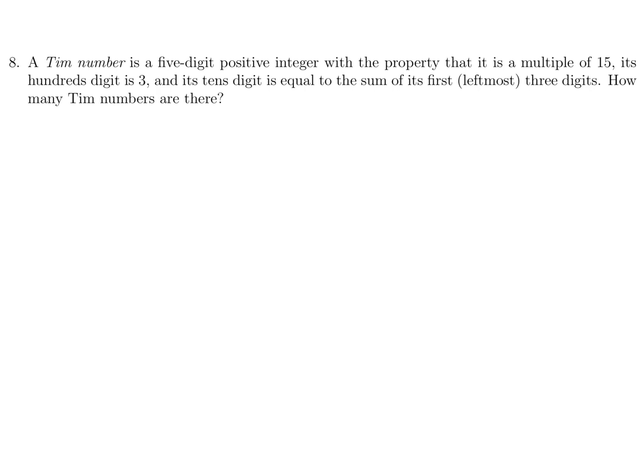A Tim number is a 5-digit positive integer with the property that it is a multiple of 15, its hundreds digit is 3, and its tens digit is equal to the sum of the leftmost 3 digits. How many Tim numbers are there? 5 digits. Let's see what kind of information they give me. The hundreds digit is 3, okay. It's a 5 digit, okay, I already did that.